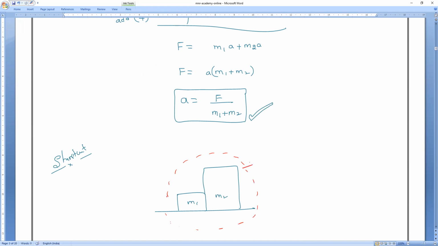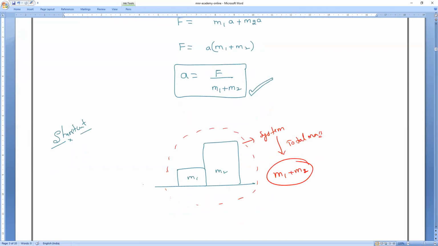Single body means what is the mass? Total mass is M1 plus M2. The force exerted in the downward direction is the weight, M1g, and M2g. And the normal forces are N and N dash.